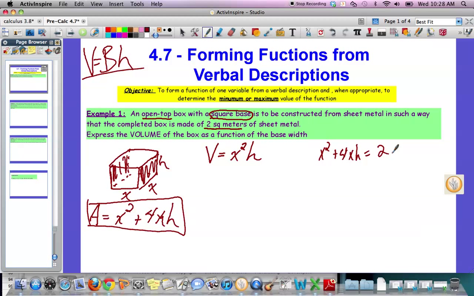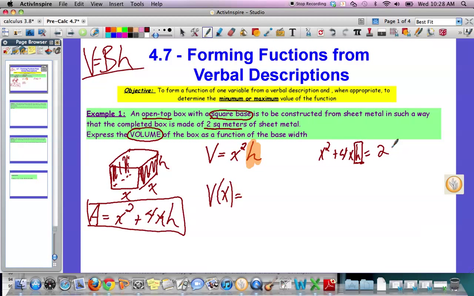The goal is to find the volume of the box in terms of the base width. And my question then, I have an x there. My goal is to find what's the volume in terms of x. If you're trying to find the volume in terms of x, that means I need to get rid of that h. But luckily, I can, because right here is an h. I should be able to solve that equation over here, this one, for h.